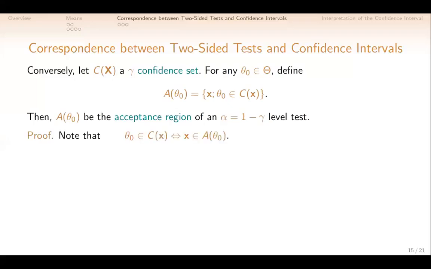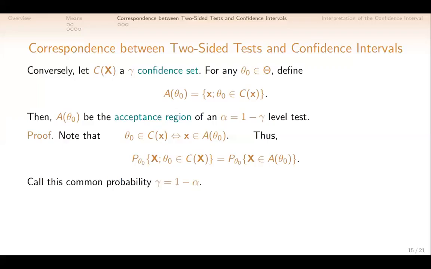So the proof is: theta naught is in my confidence set if and only if X is in my acceptance region. You can just check that, it's written right up there. If theta naught is in C of X, that's true if and only if, almost by definition, X is in the acceptance region set. So they're the same set. If I plug in data, capital X, they have to have the same probabilities, and we'll call that common probability gamma. So then C of X is a gamma level confidence set.